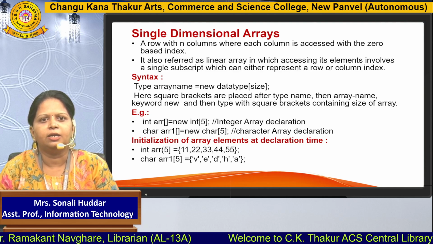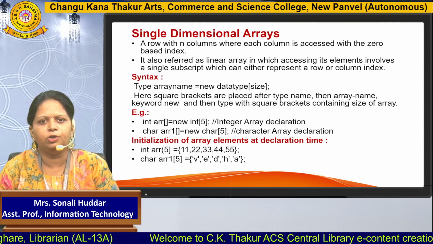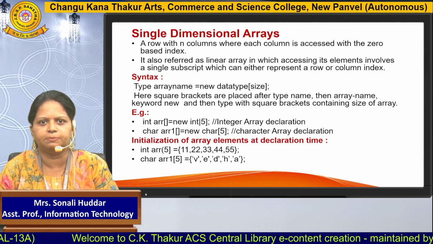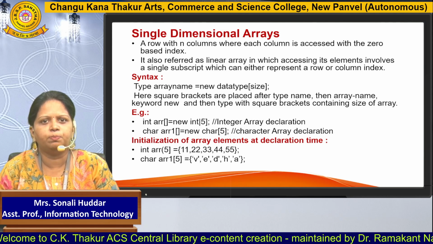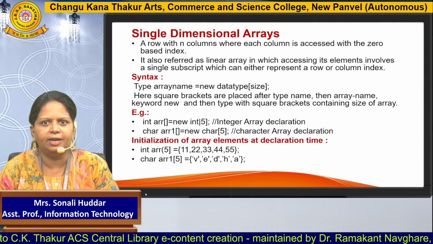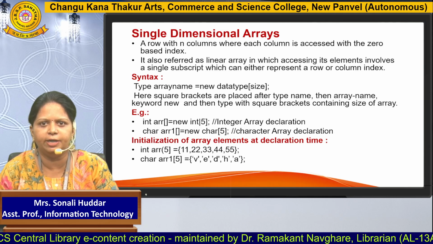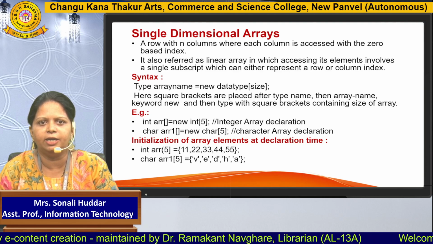Syntax here: type is nothing but the data type. Then you provide the array name, which is equal to new data type size. The square bracket is used to provide the size of an array, and the data type can be integer, float, double, char, whatever data type you want to use over here. New is the keyword via which you can create the array.